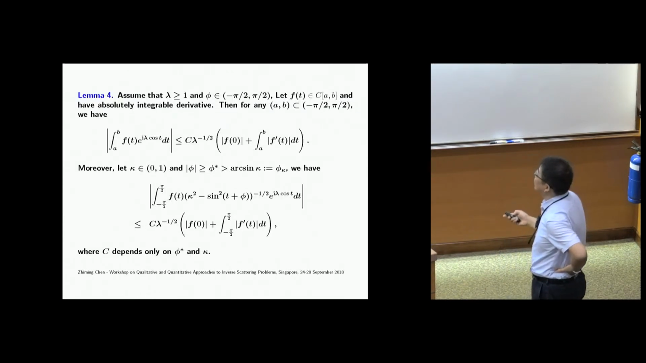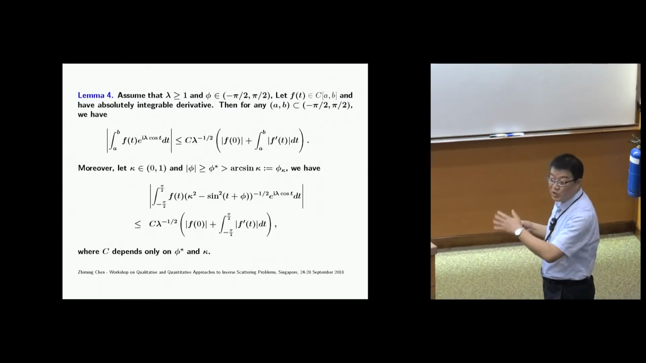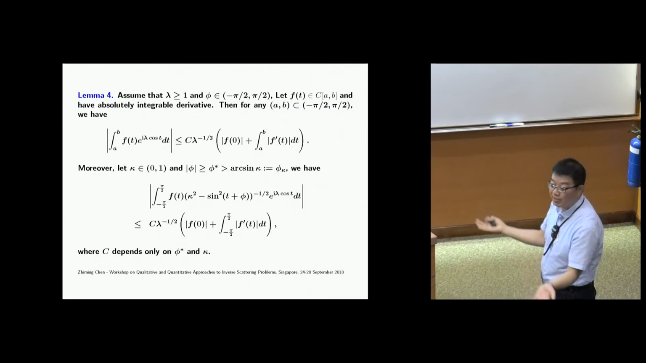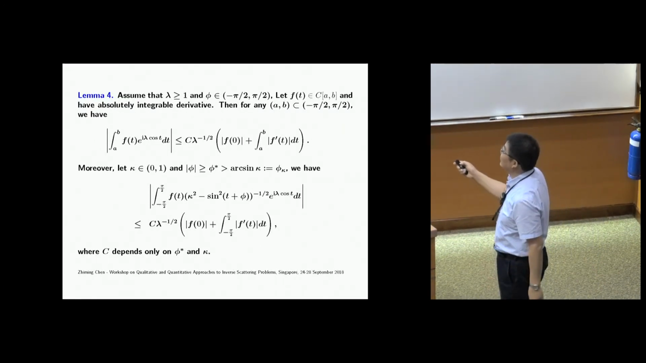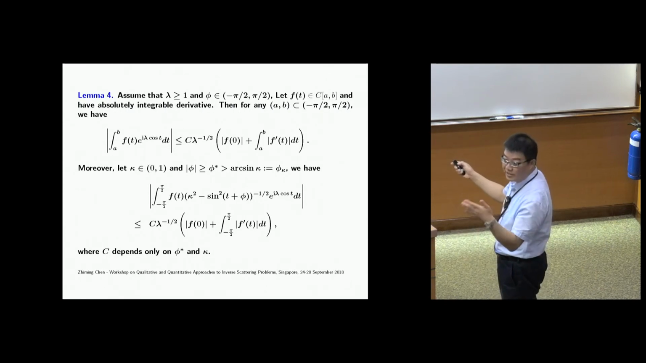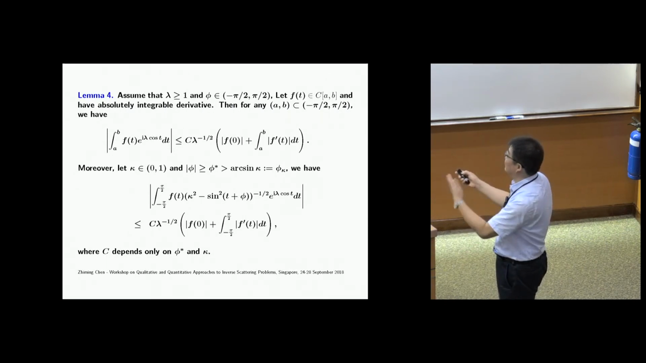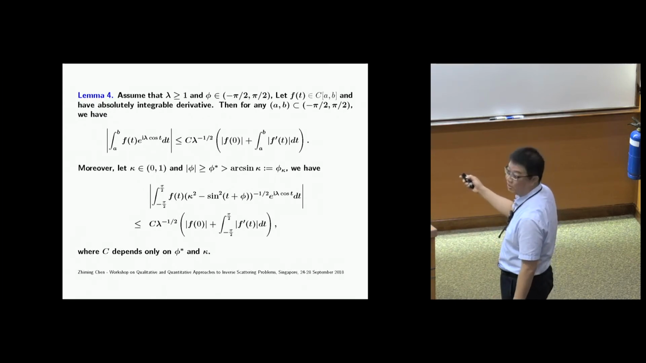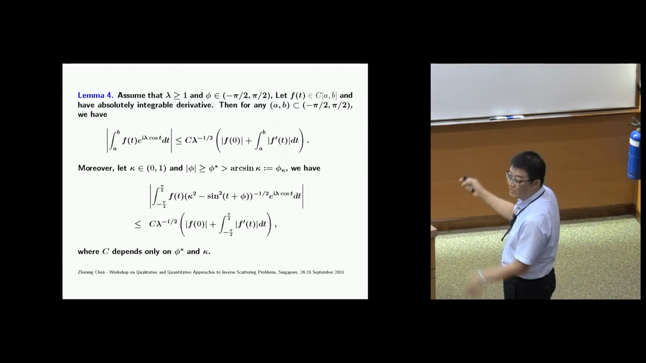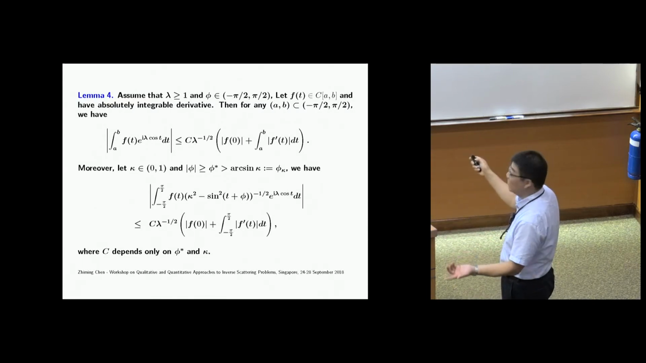Now if you apply this to our problem, it's still not sufficient. In the application to Green's functions, fundamental solutions, the phase function is always like cosine. The derivative is sine, so the zeros don't overlap, and this can be easily proved by the van der Corput lemma.